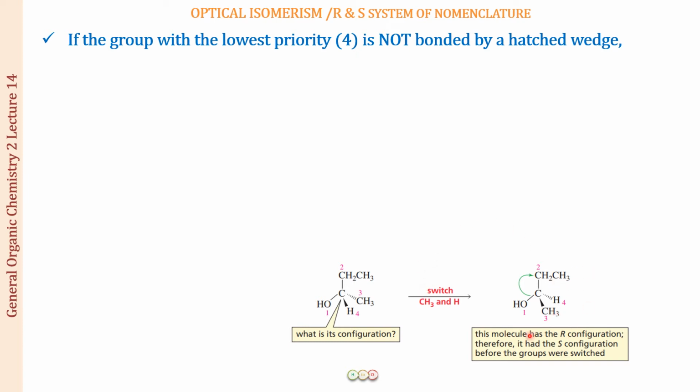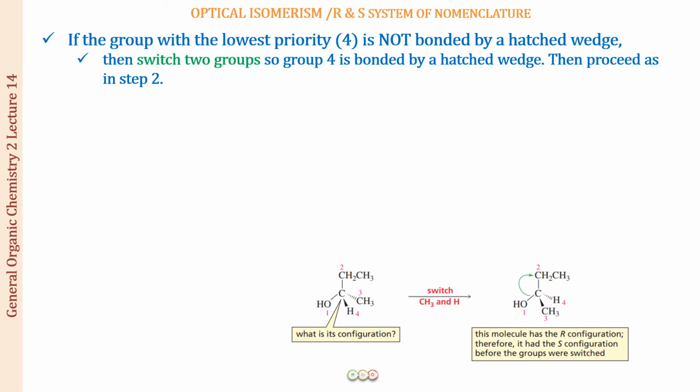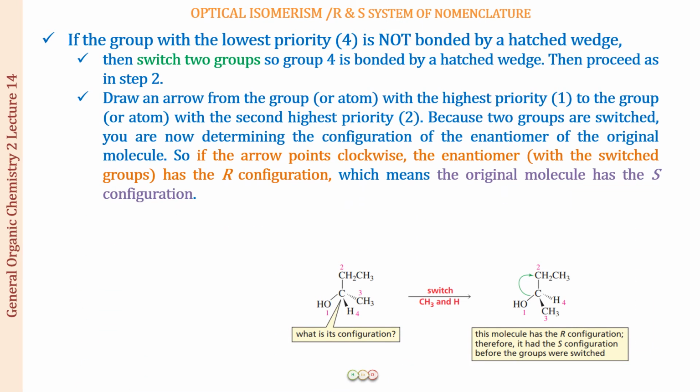Once you have got this, simply check the arrangement of the arrows from 1 to 2 to 3. This is going to be the clockwise arrangement, and clockwise means it is going to be the R configuration. Okay, so the switch of the two groups has been done so that group number 4 is bonded by a hash wedge. Then we proceed as step number 2. We draw the arrow from the group with the highest priority, group number 1, to the second highest priority group.